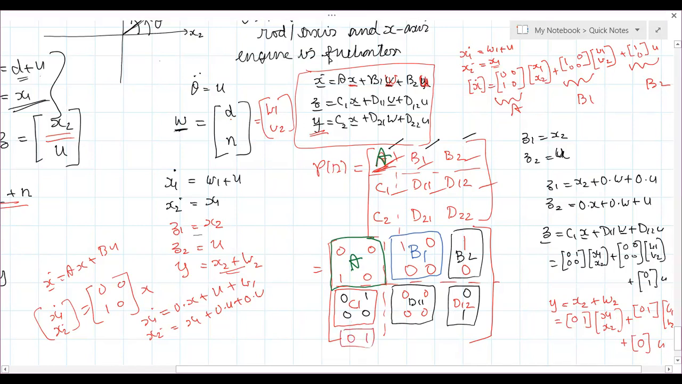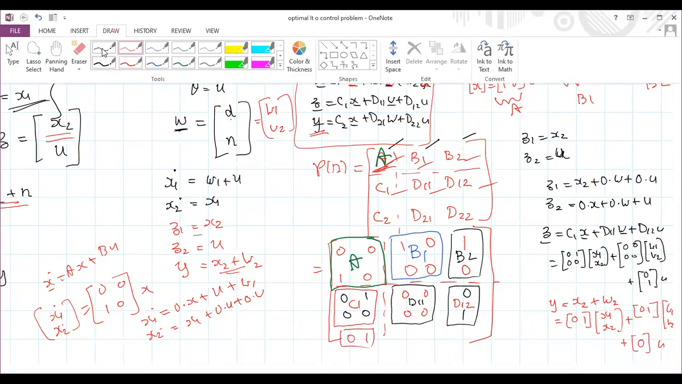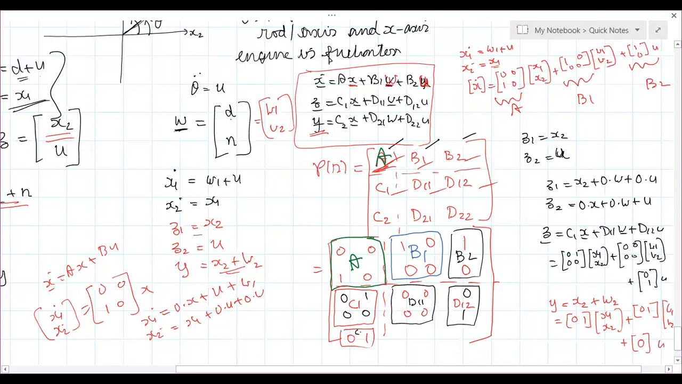So my C2 will be 0, 1. Then D21 will be 0, 1. And finally, D22 will be 0. Okay. So this way you have to identify the plant structure.